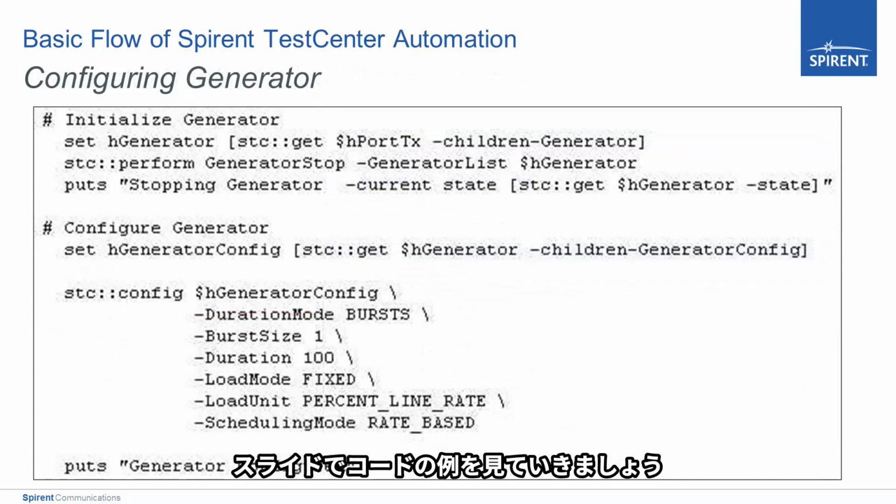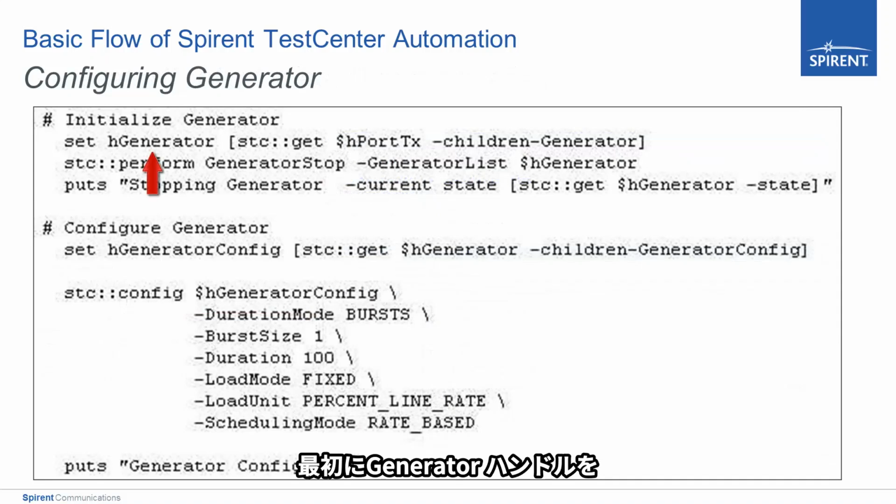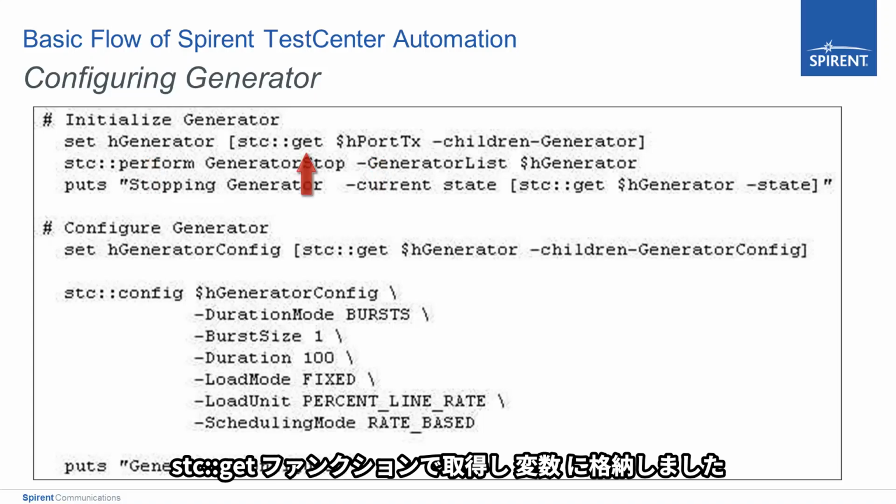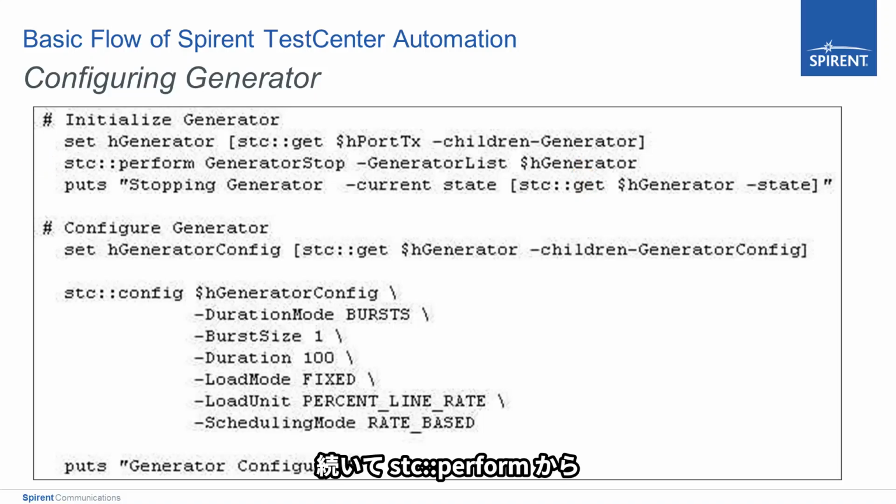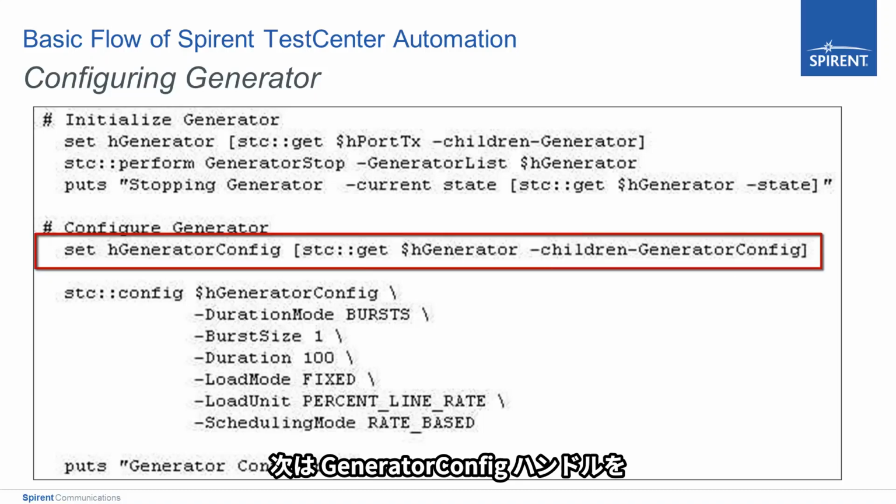Here's our snippet of code. You will notice the first thing we do is obtain the generator handle from the transmitting port by using the get API function, and then we are looking for the dash children, and we're looking for generator children. That will return the generator handle. Then there is an STC perform generator stop. So we are stopping the generator, which in effect will reset everything. And then we perform a putS statement that will display the current state of the generator using the STC get command.